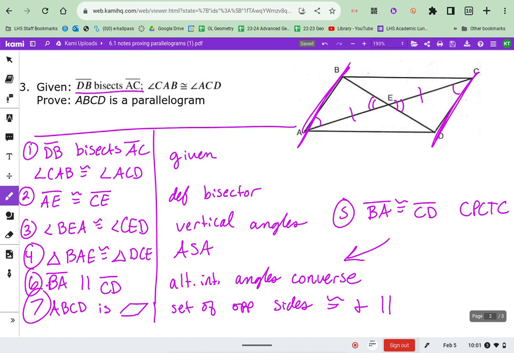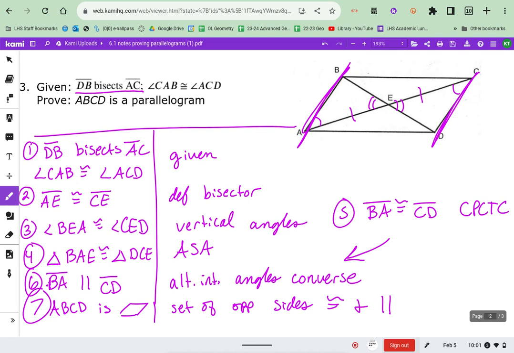All right, guys, real quick, let's talk about this one. Okay, so the easiest way that I found to do this one was to use 7 steps. I feel like pretty much everybody proved that these two triangles were congruent with angle side angle. Did you guys do that? Yeah. So I used CPCTC to prove that BA is congruent to CD.